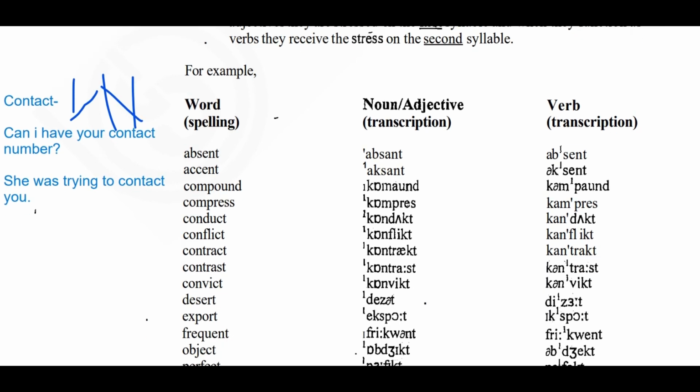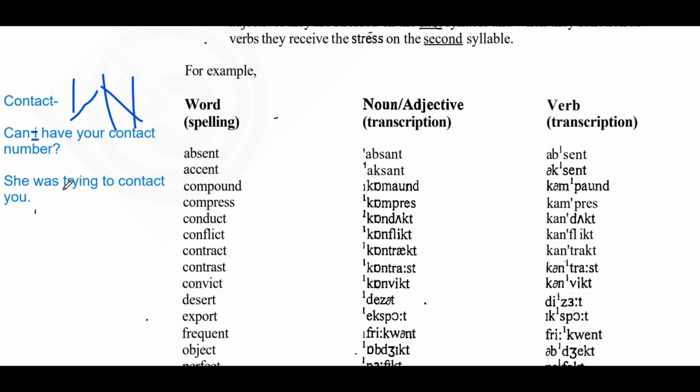For example, in this first sentence which I have here on the screen, I hope you're able to see that. When I say, can I have your contact number? Don't mind this, I know it should be capital, so let's make it capital. Okay, so when I say, can I have your contact number? Contact here is a noun, so I will be emphasizing more on con.